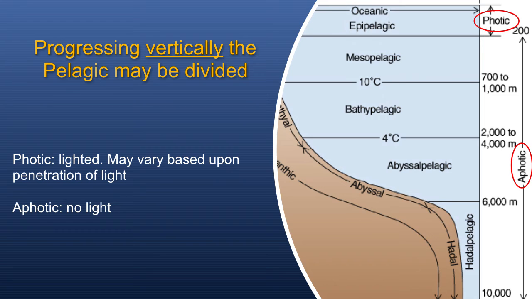So progressing vertically, not horizontally anymore, the pelagic can be divided between the photic zone, which has light, and the aphotic zone with no light. And generally speaking, it's about 200 meters down where the light starts to attenuate and we start to miss out on things like photosynthesis that are critical to biology. This distinction between having light and not having light is critical.